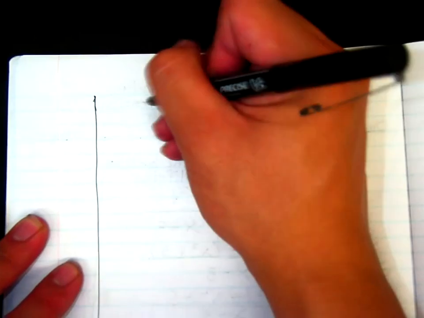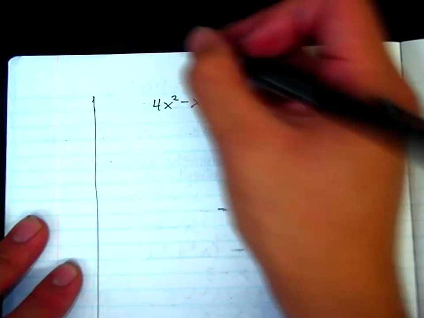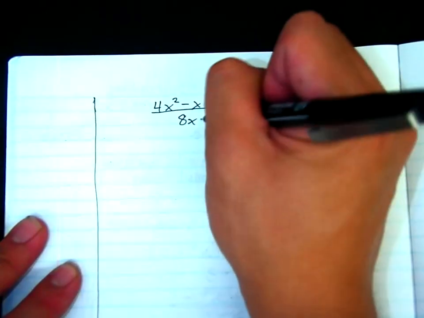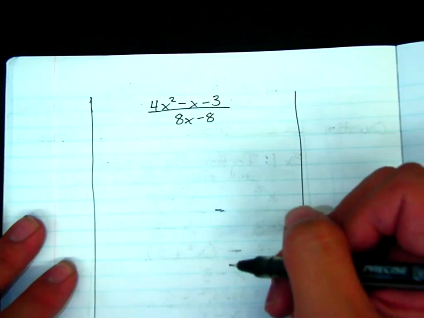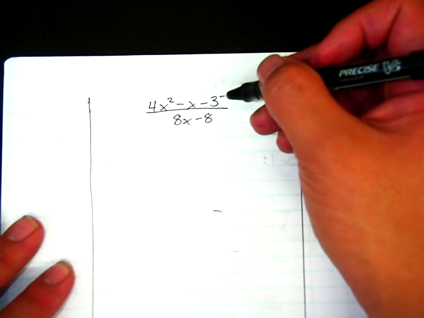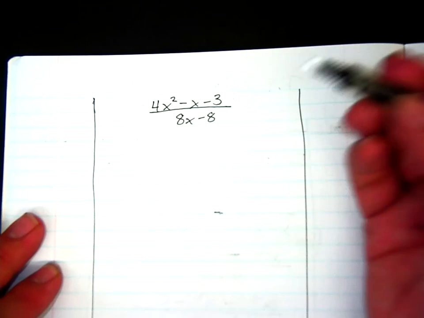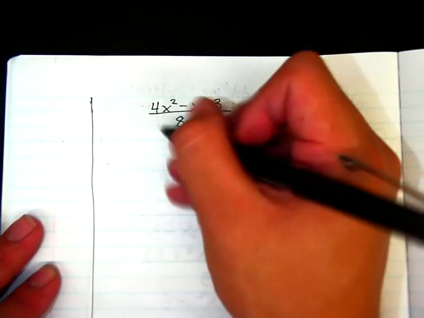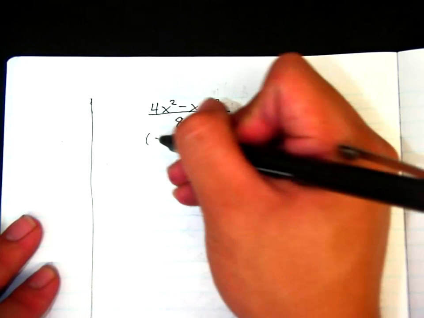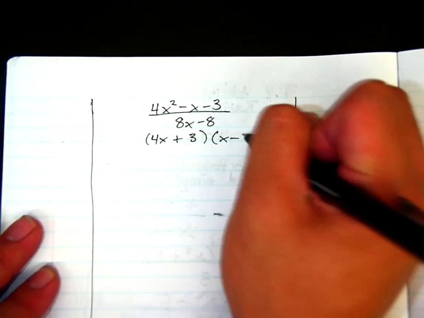So starting off at this point of 4x squared minus x minus 3 over 8x minus 8, I realize that I need to factor out the top expression. I can use guess and check. I can use the box method. Whichever way you prefer to factor, please use it. I already factored this one out, so kind of cheating here. But I get 4x plus 3 times x minus 1.